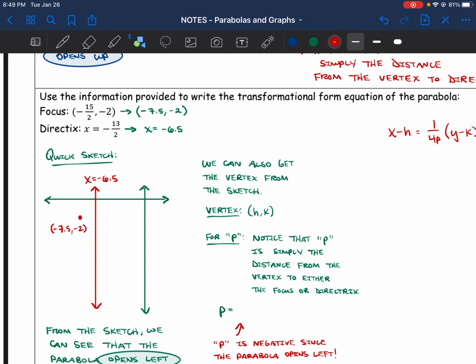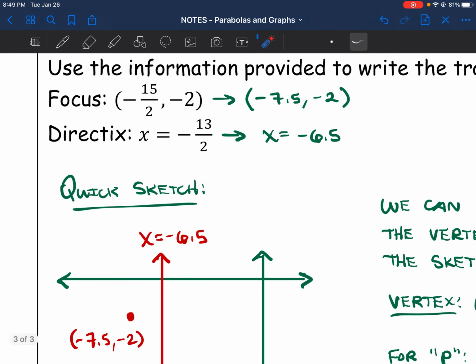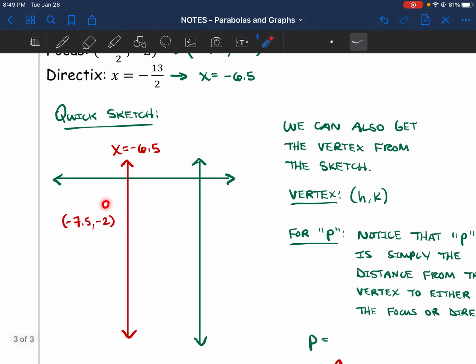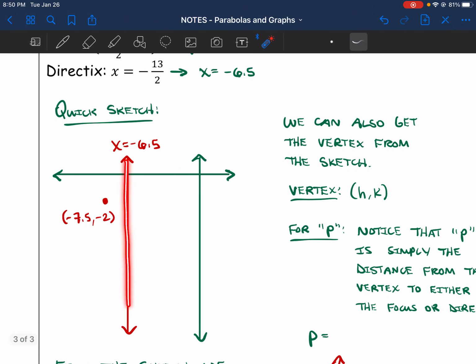Let's try one more problem to wrap up the notes here. This time we're going to want to write the transformational form equation of the parabola given the focus and the directrix. I've gone ahead and converted some of these fractions into decimals just because it's a little easier to think about what the graph is going to look like. So I converted the focus to the point (-7.5, -2), and the directrix to the vertical line x equals -6.5. And once again, I did a very quick sketch here. Here's our point, the focus (-7.5, -2), and this red vertical line is the directrix, -6.5.